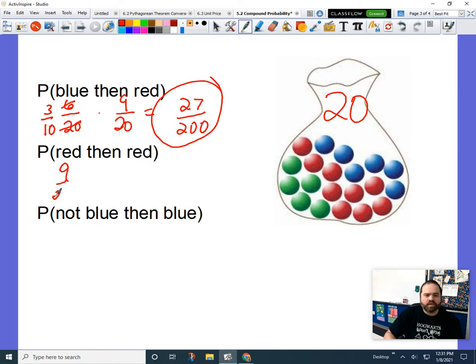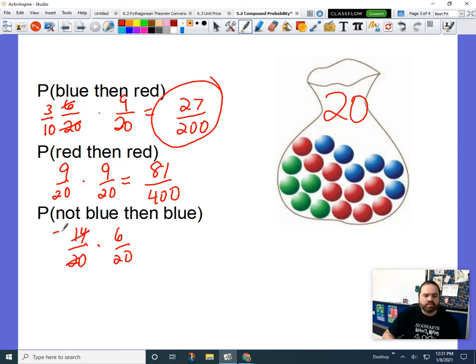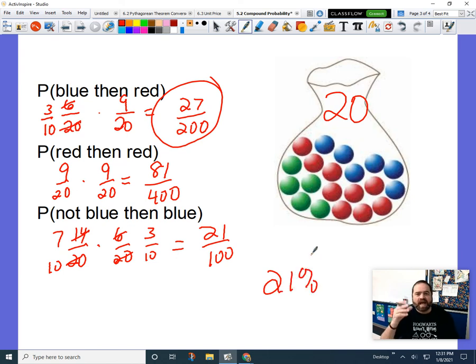So a red then a red, that's 9/20ths and 9/20ths again, since it's the same color marble. If I'd switch colors, that'd be a different fraction for the second one. So that's 81/400ths. That doesn't reduce because neither one of these guys reduced before we multiply. So the product at the end isn't going to reduce either. Not blue, 14/20ths, and then a blue, 6/20ths. These you can reduce. That's going to be 7/10ths, and this guy will be 3/10ths. So when I multiply, it's 21/100ths. That means that there is a 21% chance that I can get a not blue marble, put it back, and then draw out a blue marble.